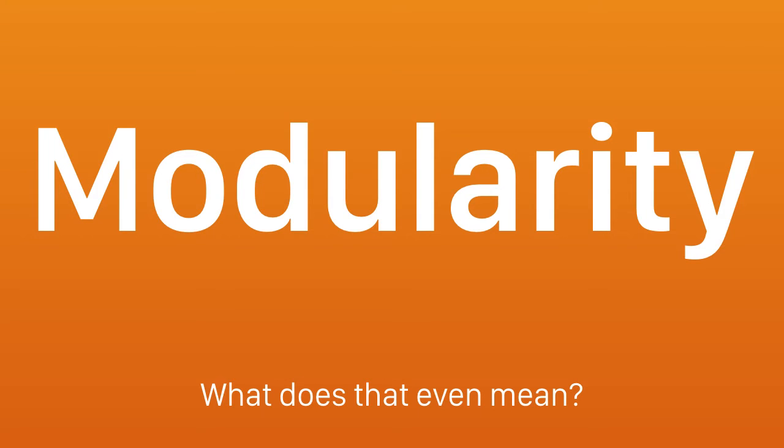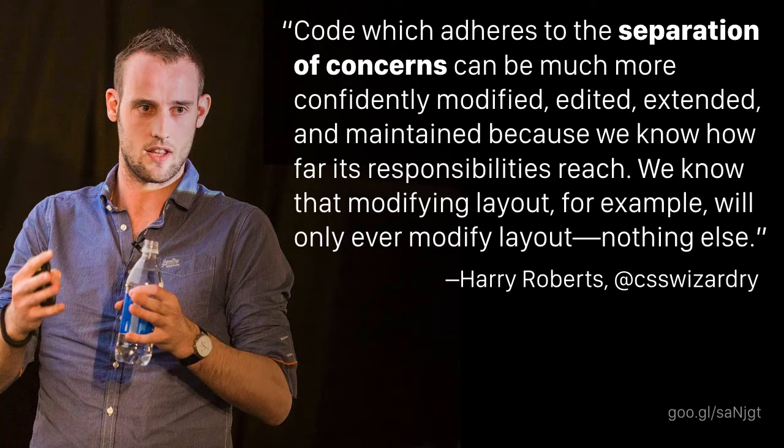So how do we solve this? The concept of modularity comes to our rescue here, but what does that even mean? My personal hero, Harry Roberts, CSS Wizardry. If you learn nothing else from this talk, go follow this man. He is brilliant. He thinks about this stuff at a very high level. It says, code that adheres to the separation of concerns is more easily modified, edited, extended, and maintained because we know how far its responsibilities reach. We know that modifying layout will only ever modify layout and nothing else.